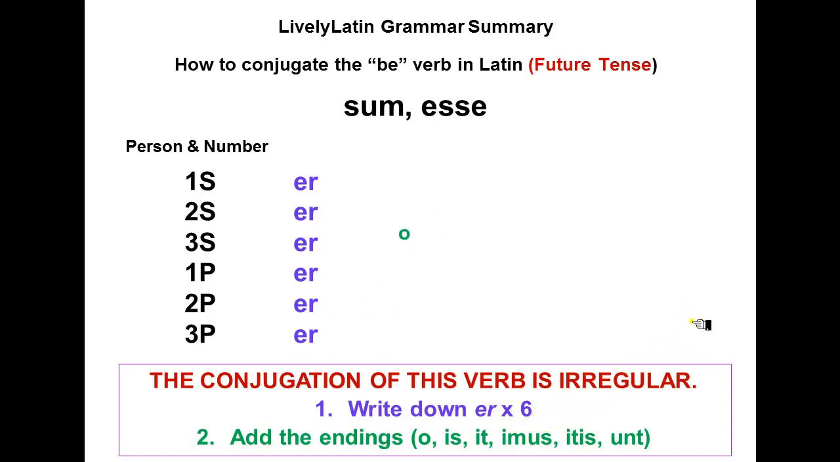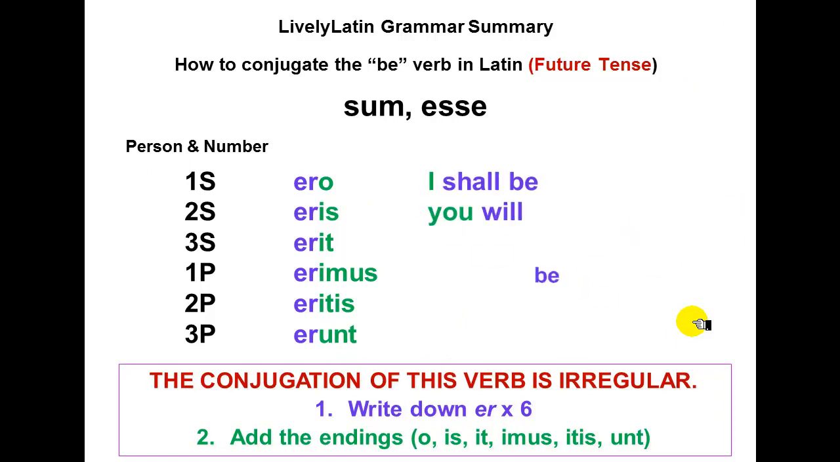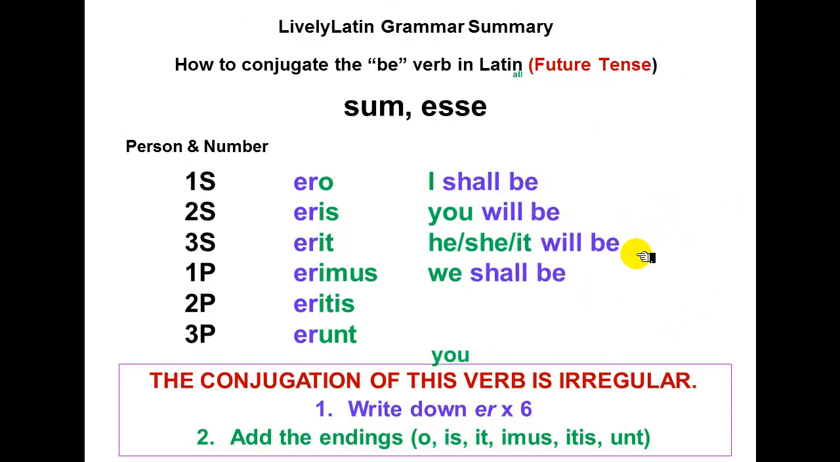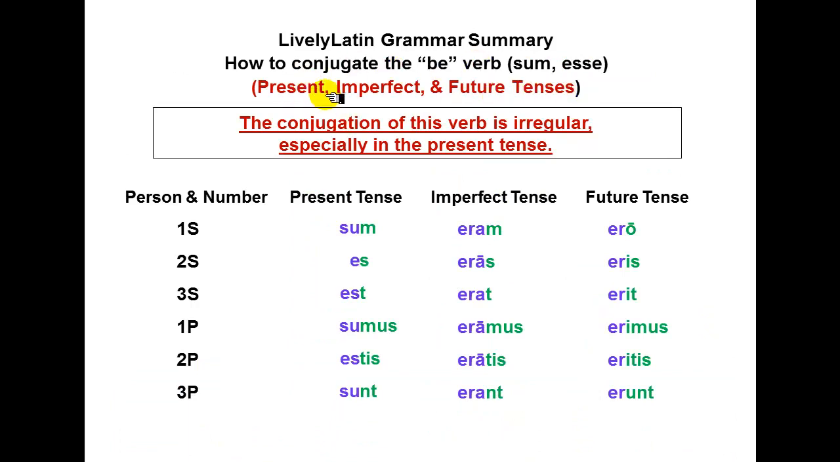And after we've got our ERs, then we have O, IS, IT, IMUS, ITIS, and UNT. The translation: I shall be, you will be, he, she, it will be, we shall be, you all will be, and they will be. And here's a summary of the be verb in the present, imperfect, and future tenses. Once again, the conjugation of this verb is irregular. Sum, es, est, sumus, estis, sunt, eram, eras, erat, eramus, eratis, erant, ero, eris, erit, erimus, eritis, erunt.